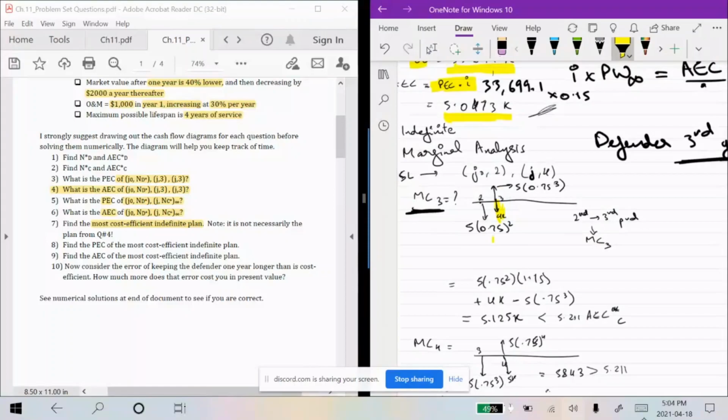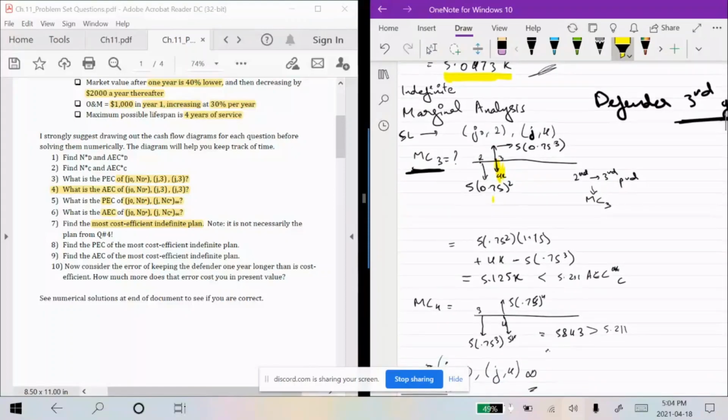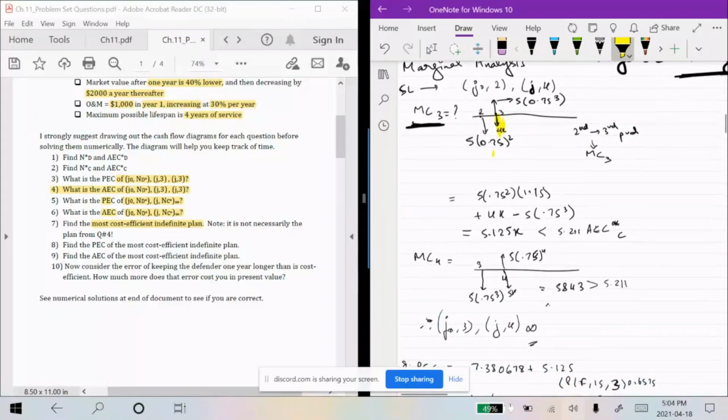Okay, so we just do the cost analysis for this one period. To do that, I'm taking the 5 into 0.75 squared and taking it forward one period. That will make it in V3. Right? And these two are already in V3, the 4K and the 5 into 0.75 cubed. So all you do is calculate this and you're going to get 5.125K.